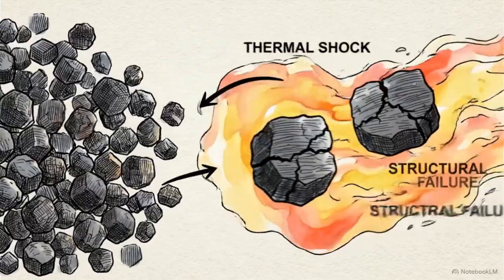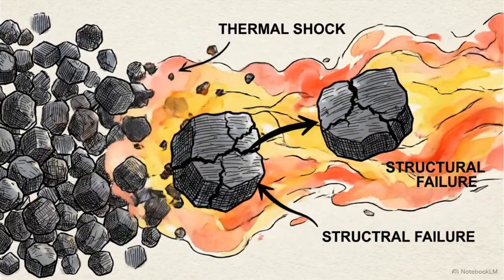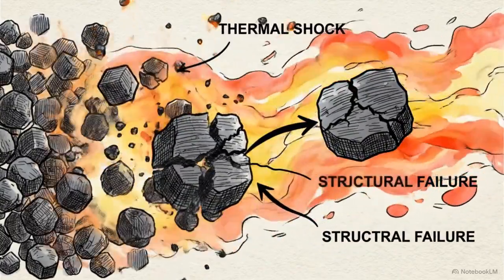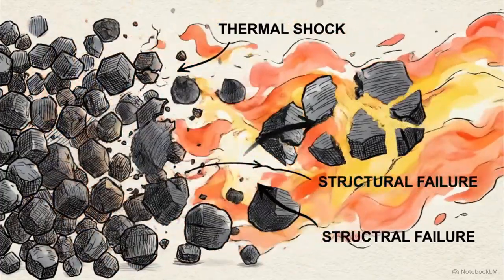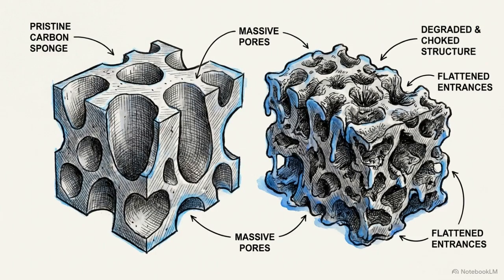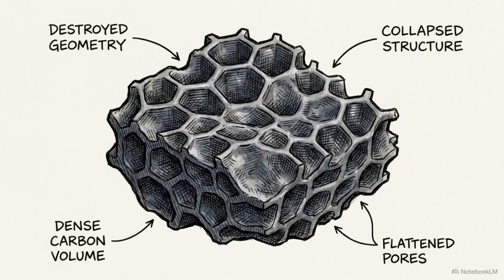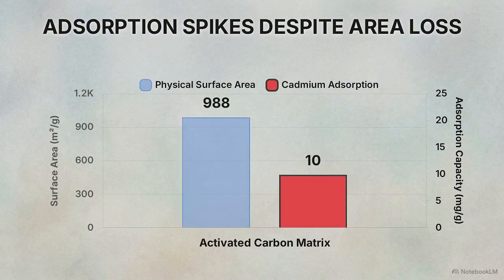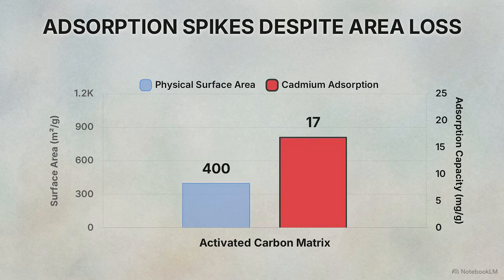To achieve this, researchers led by Macias Garcia developed a modification protocol. They treated commercial activated carbon with sulfur dioxide gas at 900 degrees Celsius. Baking carbon with sulfur dioxide causes the physical structure to degrade. The treatment resulted in a measurable reduction in both the total BET surface area and the internal porosity of the lattice. Yet the experimental isotherms produced a paradoxical result. Despite having the lowest available physical surface area, the sulfur dioxide-treated carbon increased cadmium adsorption by 70%.